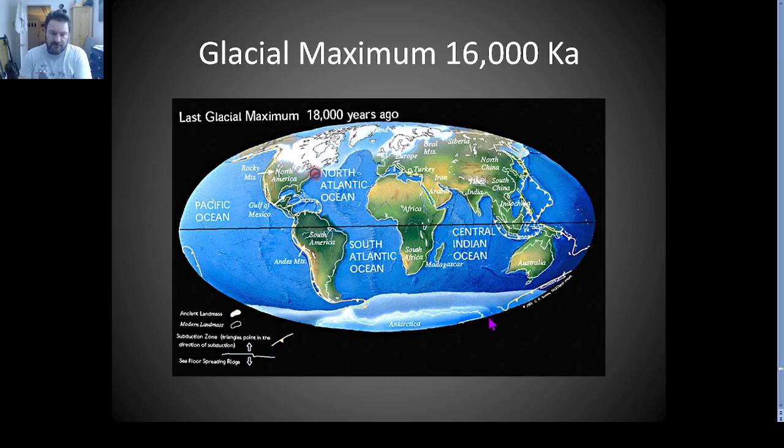Glacial maximum at around, I said 16, I guess it's 18. Covering basically down to where we are, Europe, Siberia, not much to say on this. This is the Antarctic ice sheet, obviously also very huge. We have ice sheets in the Himalayas, probably in the Alps, Rocky Mountains, the Andes, and some places in South Africa. But at this point, we are a mile under the ice.